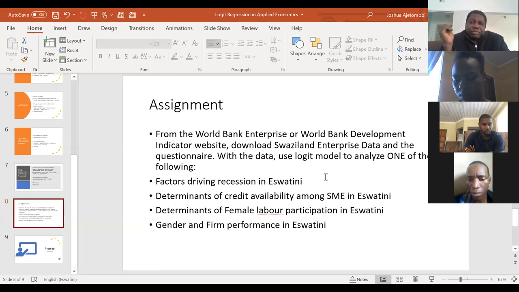And the data covers 150 different firms in this country, out of which 93 are small and medium scale enterprises, SMEs. So if you have that data, you can answer any of these three: determinants of credit availability, determinants of female labor participation, gender and firm performance. You can pick any one of them. But if you want to use World Bank Development Indicators, then you'll be looking at factors driving recession in Eswatini. You just have to follow the first slide I showed you on the prediction of business cycle.